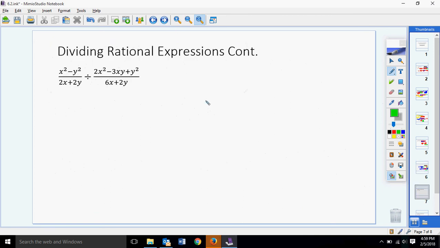Let's continue this practice. So we have two more problems, this one and the next one. Remember, at any time, you can choose to pause the video and try it on your own. If I rewrote this as a multiplication problem, it's going to be x squared minus y squared over 2x plus 2y. Notice how my first fraction never changes. It's my second fraction that flips. So 6x plus 2y is now my numerator, and 2x squared minus 3xy plus y squared is my denominator.